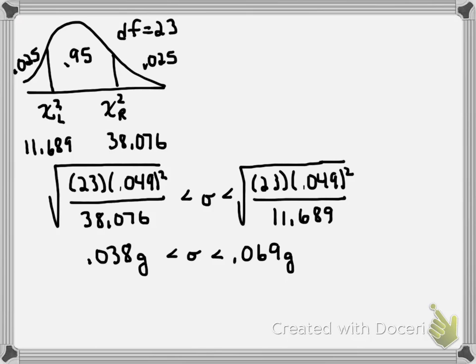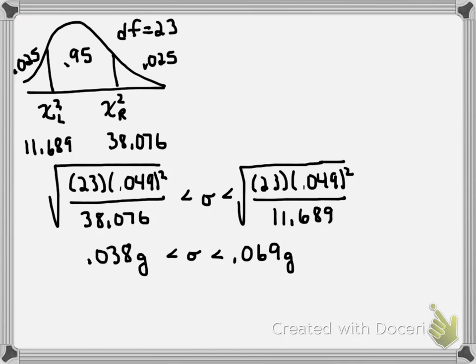Now this particular example has 2 more questions. The first one, based on the confidence interval, does the new equipment appear to produce a standard deviation that is clearly lower than the standard deviation of 0.062 grams from the old equipment? You should answer no to that, since 0.062 grams is within the interval.